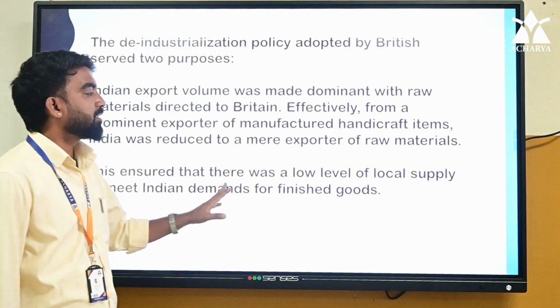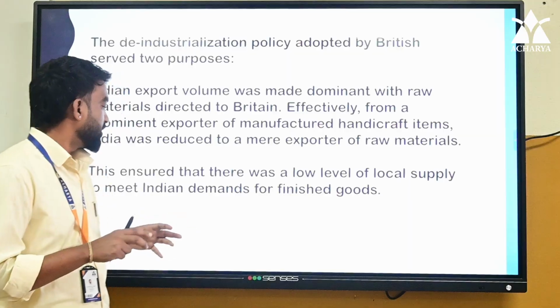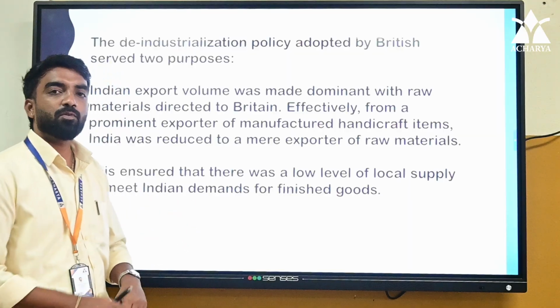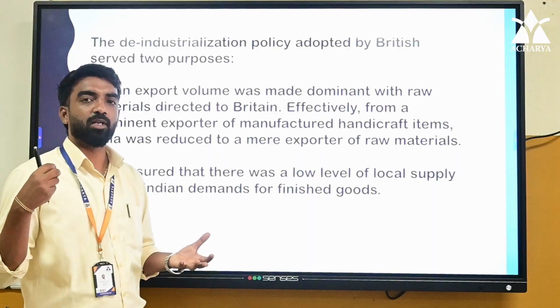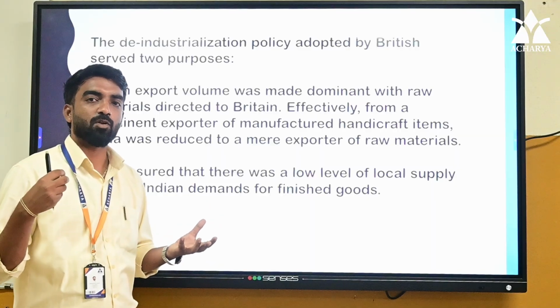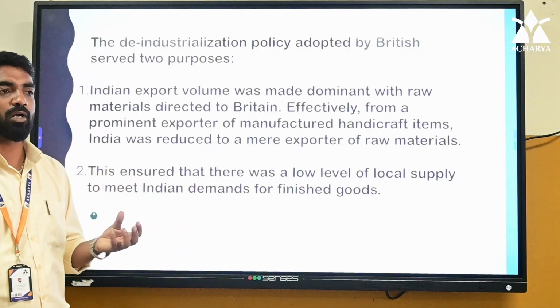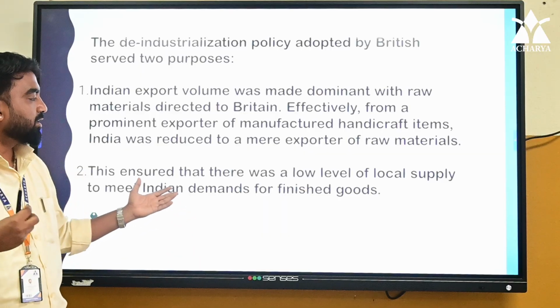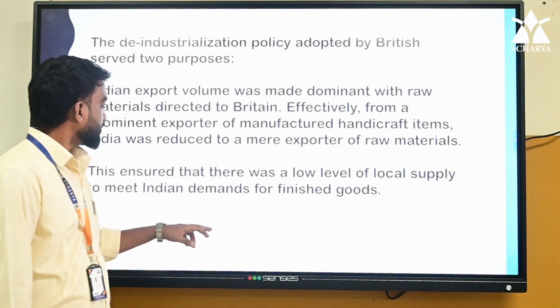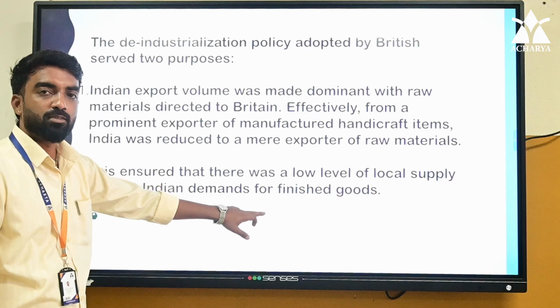This ensured that there was no level of local supply to meet Indian demands for finished goods. If the raw material is taken away from India, how can the local sellers or manufacturers get the raw material to manufacture what is in demand in India? They could not. That is why it resulted in a low level of local supply.